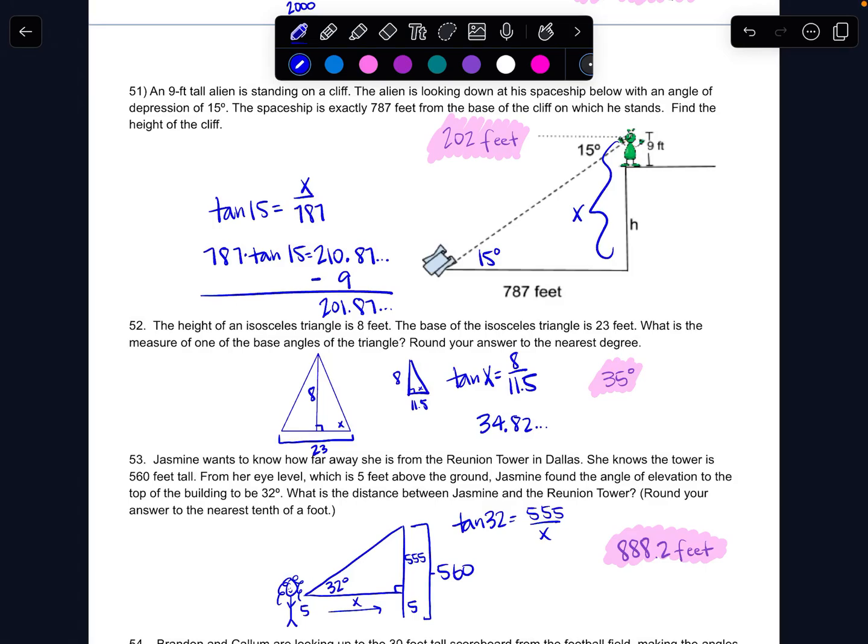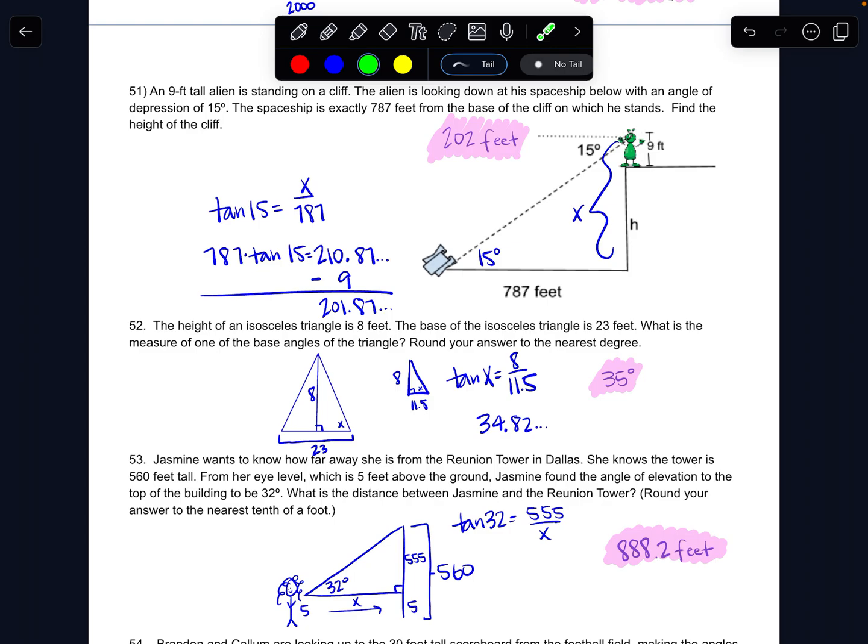All right, let's look at these last few word problems here. This says a 9-foot alien is standing on a cliff. The alien is looking down at his spaceship below with an angle of depression of 15 degrees. So that's what we see up here as our 15 degrees. So what I did is I moved it down here to the bottom. It says the spaceship is exactly 787 feet from the base of the cliff where he stands. Find the height of the cliff.